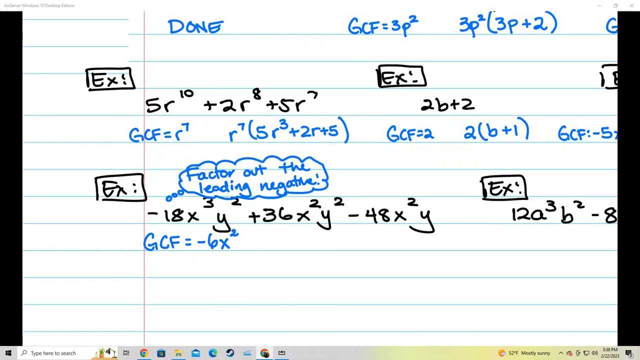But not only that, as far as the y's, this has a y squared, so there's 2. This has a y squared, so there's 2. This only has one y, so there's 1. So it looks like this is the limiting one. So I can pull out only one y.